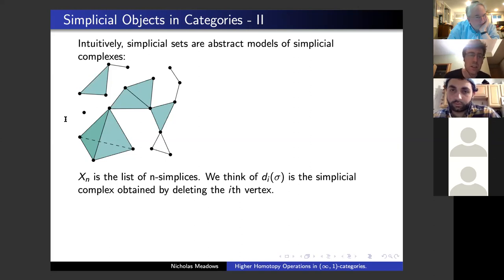So X_n is the list of n-simplices. That's what we think of it as. And we think of d_i sigma as the simplicial complex obtained by deleting the ith vertex. Now, an important note about simplicial complexes is that, although it's not shown in this picture, we think of these line segments as directed, and we think of the vertices as ordered. The line segment will always go from a vertex i to a vertex i plus j, where j is greater than 0.